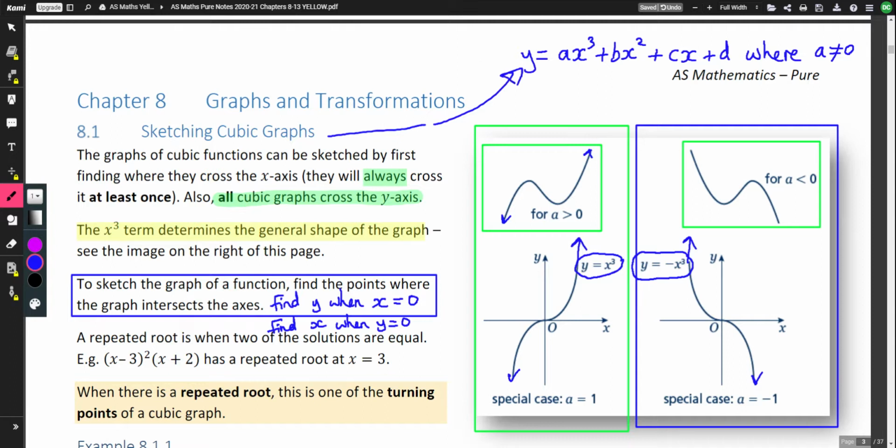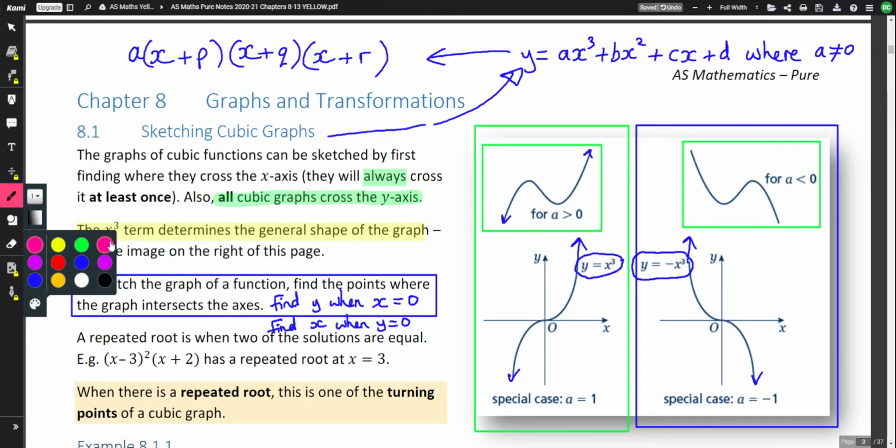Now, remember we are sketching cubics here. So some of them will fully factorize. Not all of them, but some of them will fully factorize. And let me just say x plus p, x plus q, x plus r, possibly a number at the front as well. P, q, and r could be negative. Again, a could be negative as well. The reason I'm mentioning that is the next sentence, really important one.